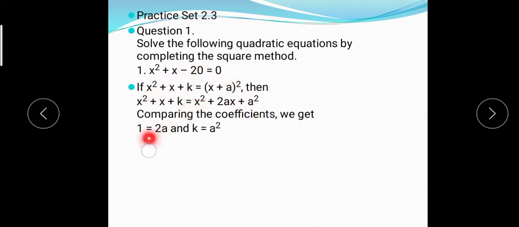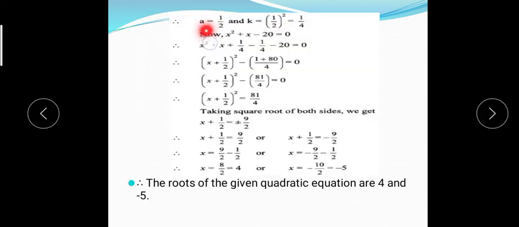So in x squared, the coefficient of x is 1, and here it is 2a. The constant term here is k, and there the constant term is a squared. After comparing, a is equal to 1 by 2, so k is equal to (1 by 2) whole squared, that is 1 by 4. This method is like the first equation.